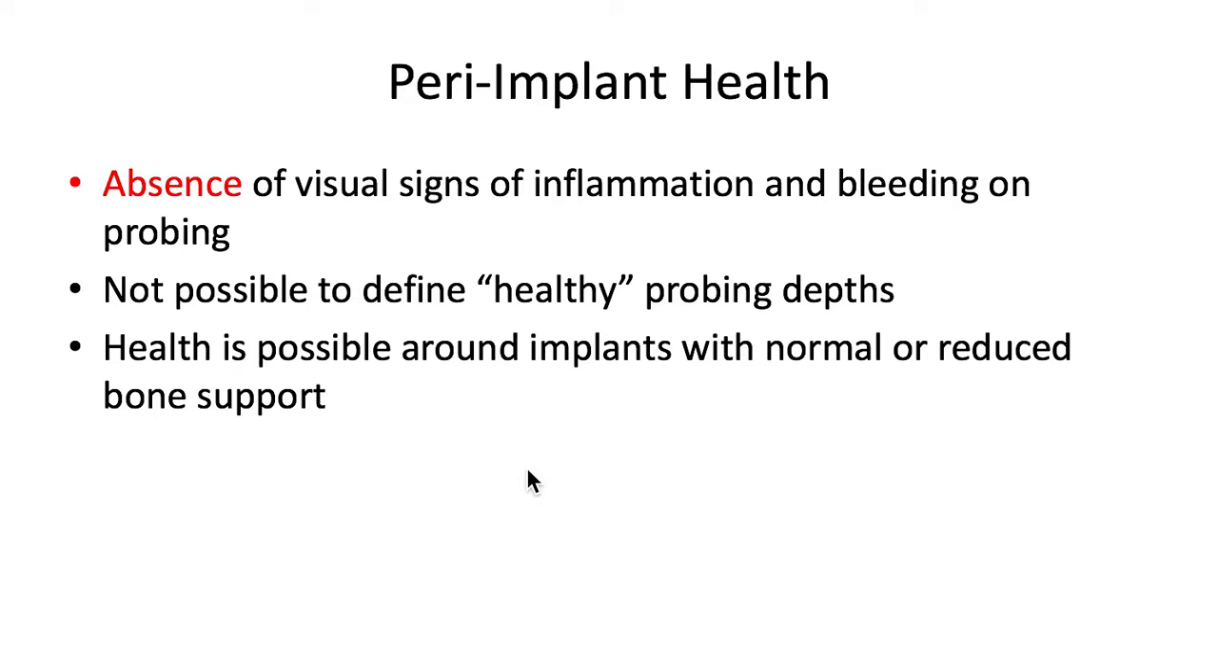And this is important, that health is possible around implants with normal or reduced bone support, just like with healthy gingiva on a reduced periodontium. As long as you have an absence of progressive bone loss and no signs of inflammation, you can have peri-implant health. So this is the equivalent to our periodontal health that we saw before.